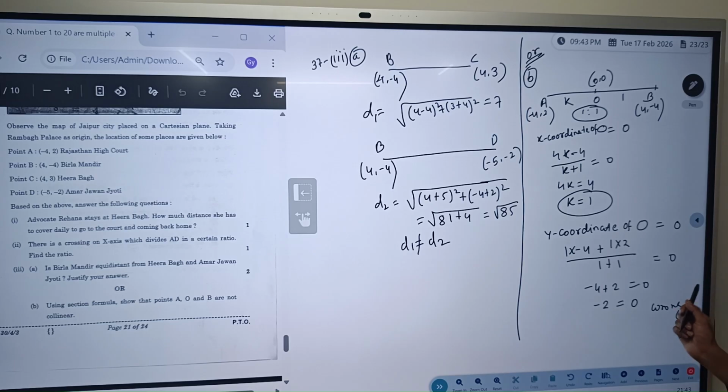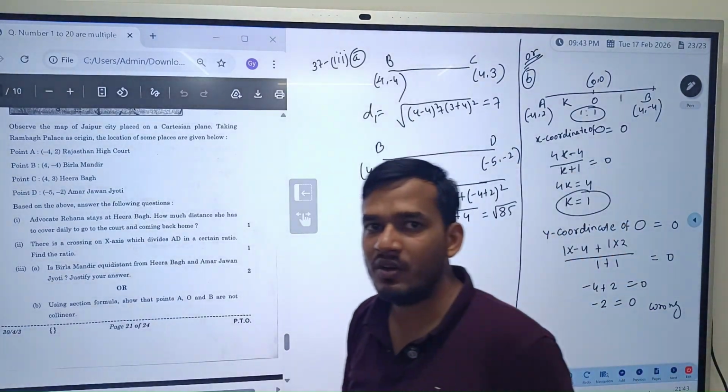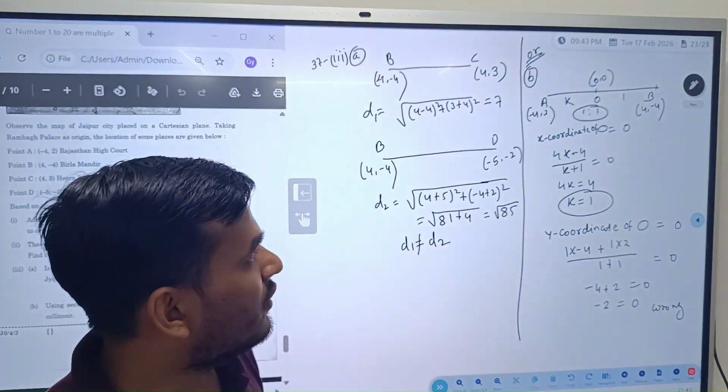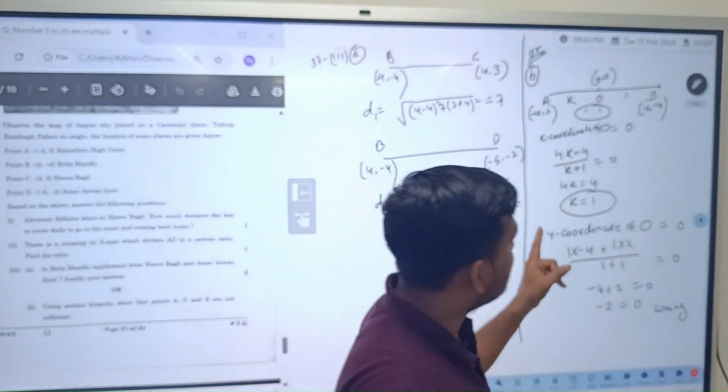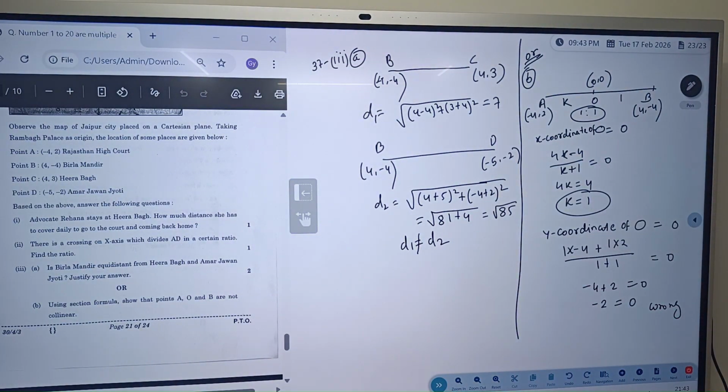Why are we getting this wrong? Because we assume that A, O, B are collinear, and we can apply the section formula only on a line. Since A, O, B are not collinear, that's why we are getting wrong data. Therefore, we can say A, O, B are not collinear.